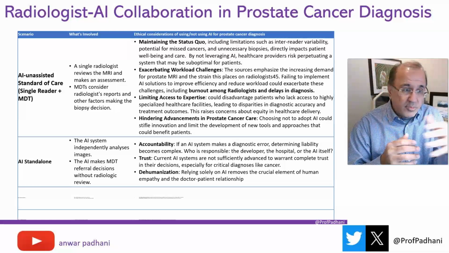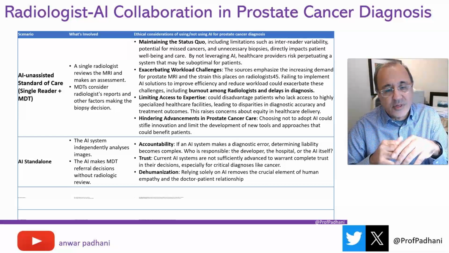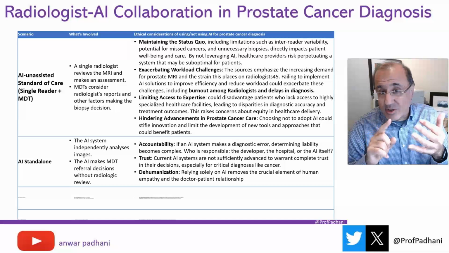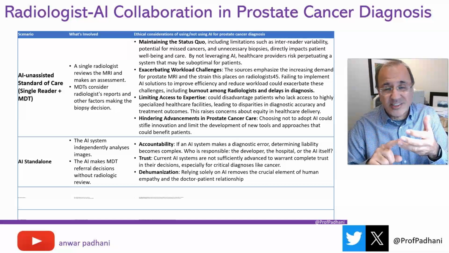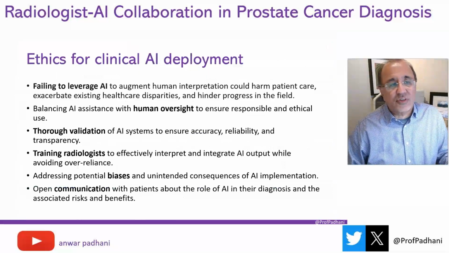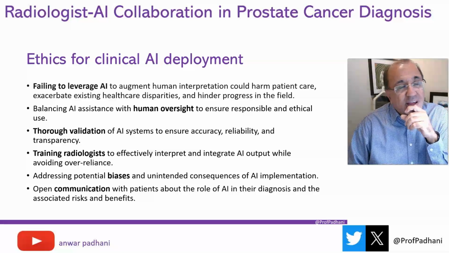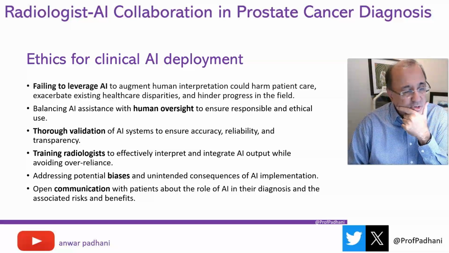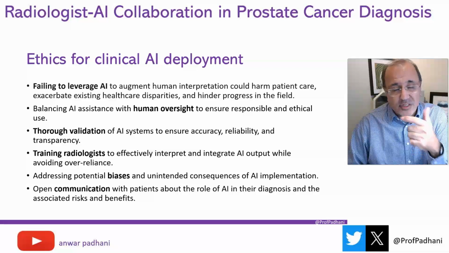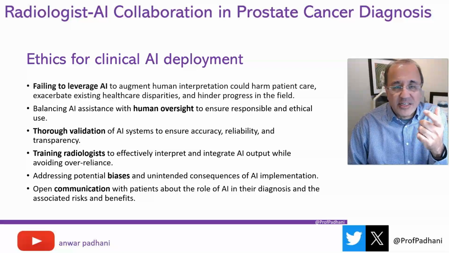We also talked about the ethics of using AI alone. And these relate to accountability, trust, and of course, dehumanization by taking the radiologist out of this process. So there are a number of general ethical things that we need to think about. As we said, failure to leverage the advantages of AI, human oversight of the diagnostic process. Of course, you need to have thorough validation.